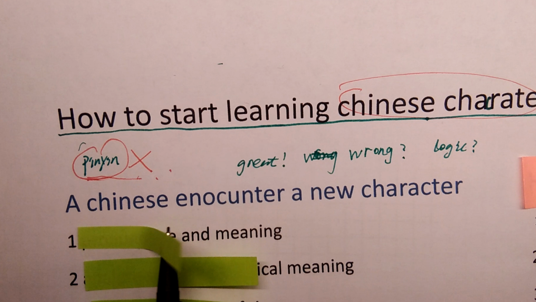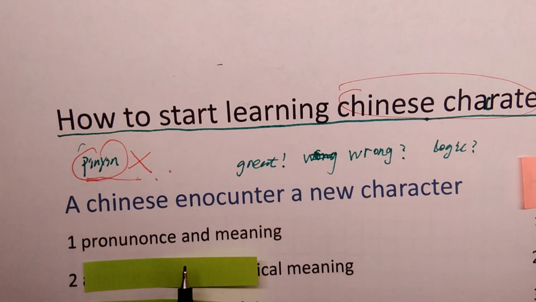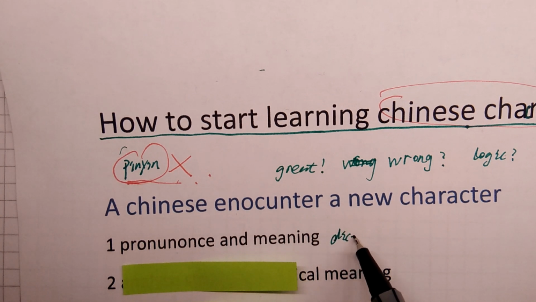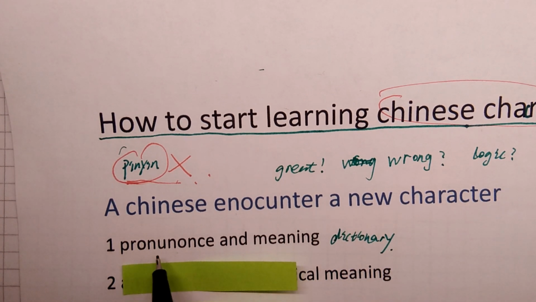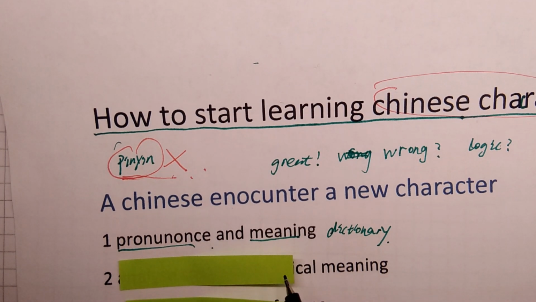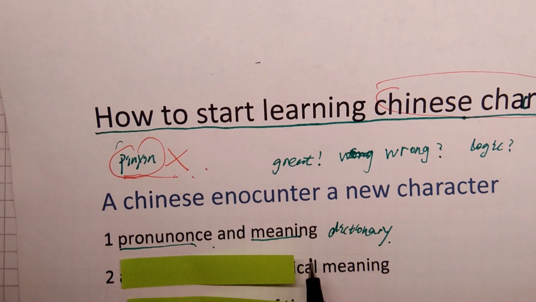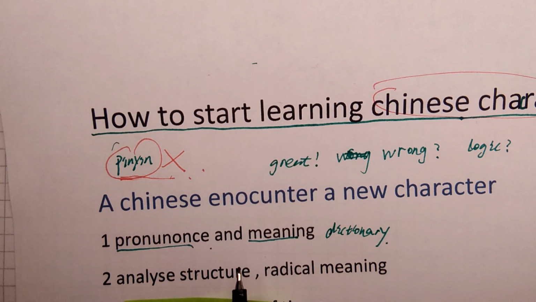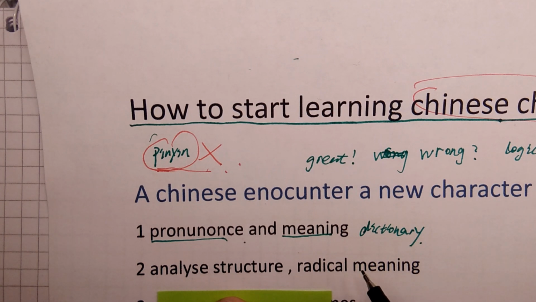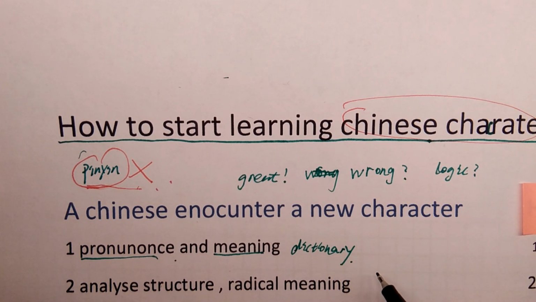Okay, now let's see the first step. When Chinese people encounter a new character, of course, the first thing they do is simply look it up in the dictionary and find the pronunciation and the meaning. Of course, you will also do that, right? For the next step, they will analyze the structure of the character and try to find out the radical meaning.